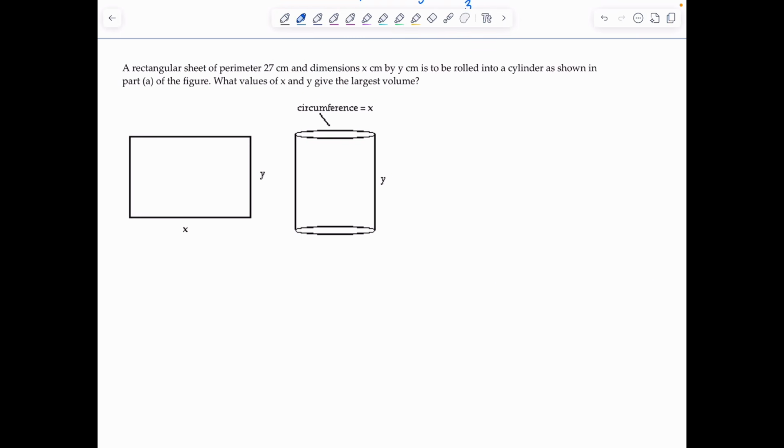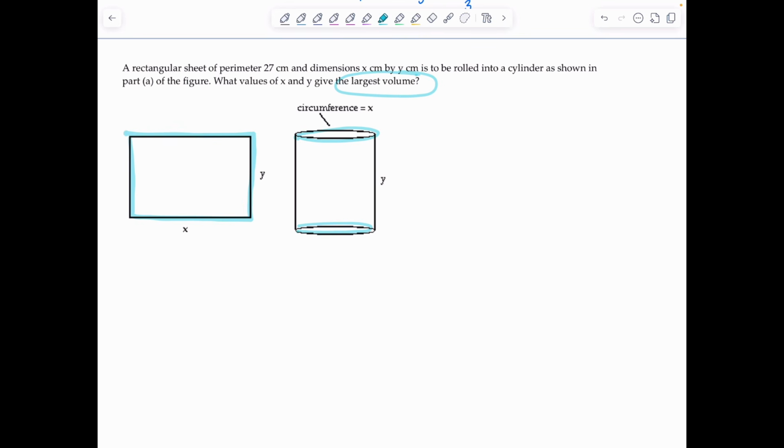Now looking at this next one, you should get excited. Not only did they give you a diagram, they labeled it for you. I mean, someone is taking mercy on your poor soul. Okay, a rectangular sheet of perimeter 27 centimeters. That means all the way around here. Dimensions x centimeters by y centimeters is to be rolled into a cylinder as shown in part A of the figure. Roll her up. What values of x and y give the largest volume?